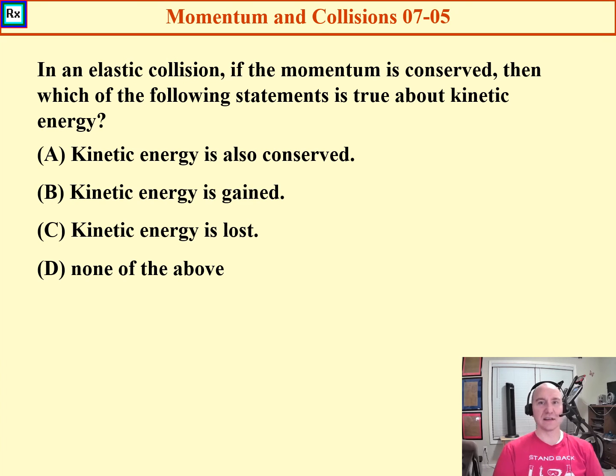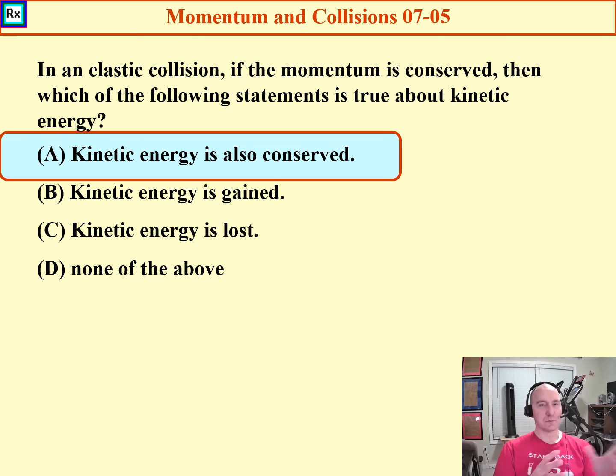All right, in an elastic collision, if momentum is conserved, which of the following statements is true about kinetic energy? Go ahead and give this a shot. Okay, so as long as it's a collision where momentum is conserved, we assume no outside net forces. If it's elastic, that means that kinetic energy must be conserved. It's more so that kinetic energy is conserved and we can call it elastic. We don't just say it's elastic and then all of a sudden nature makes kinetic energy conserved. We have to see that kinetic energy is conserved before we can call it elastic.